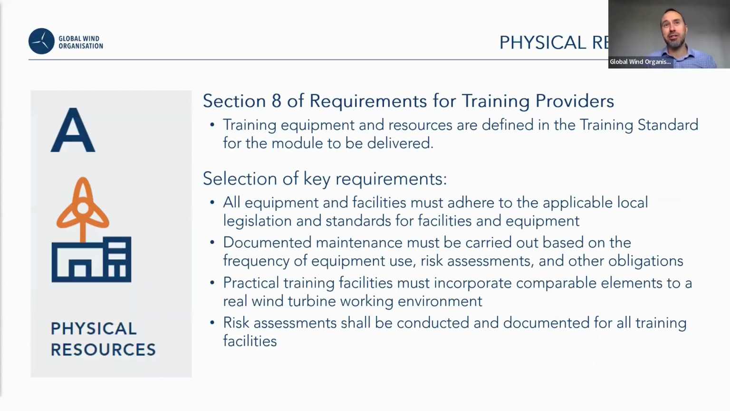Section 8 of the requirements for training providers defines the training equipment and resources that you need to have. And really what this requirements for training providers is geared towards is how do you maintain said equipment. Each one of the training standards themselves are going to define the equipment that you need in order to deliver that training. But then under that is the requirements for training providers around how do you make sure it adheres to applicable legislation and standards. Depending upon where you are, you may have to have an engineer stamp on working at height structures. GWO is always going to defer to the local requirements, but the GWO requirements dictate that you have to follow those local requirements.